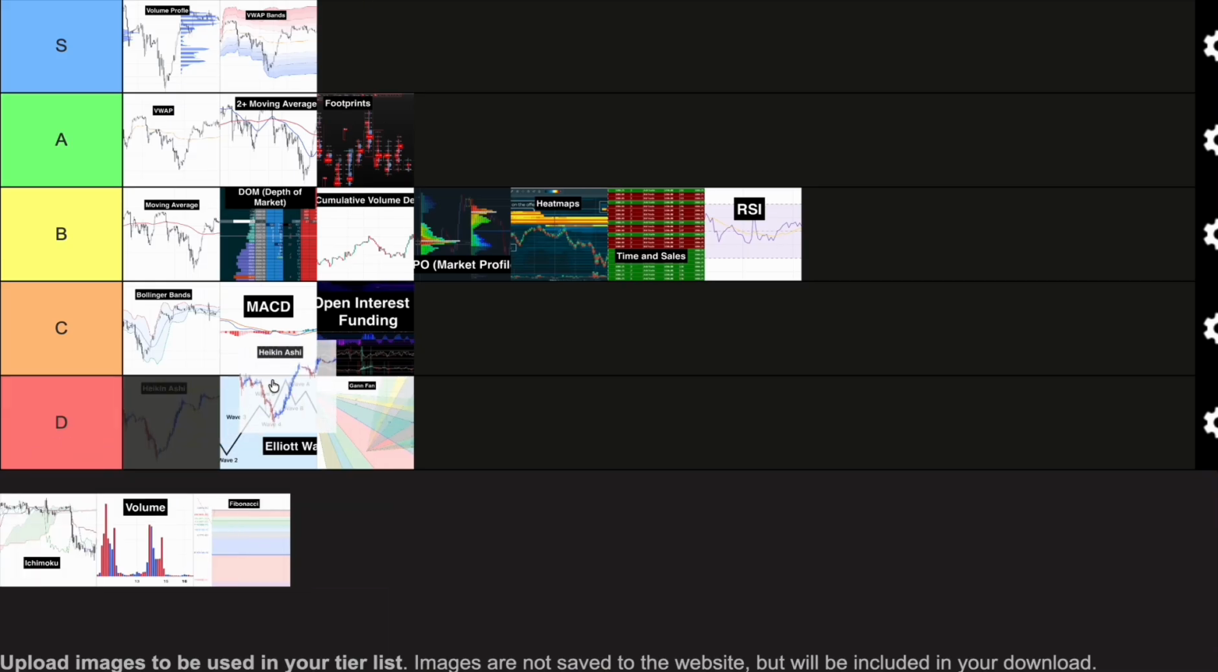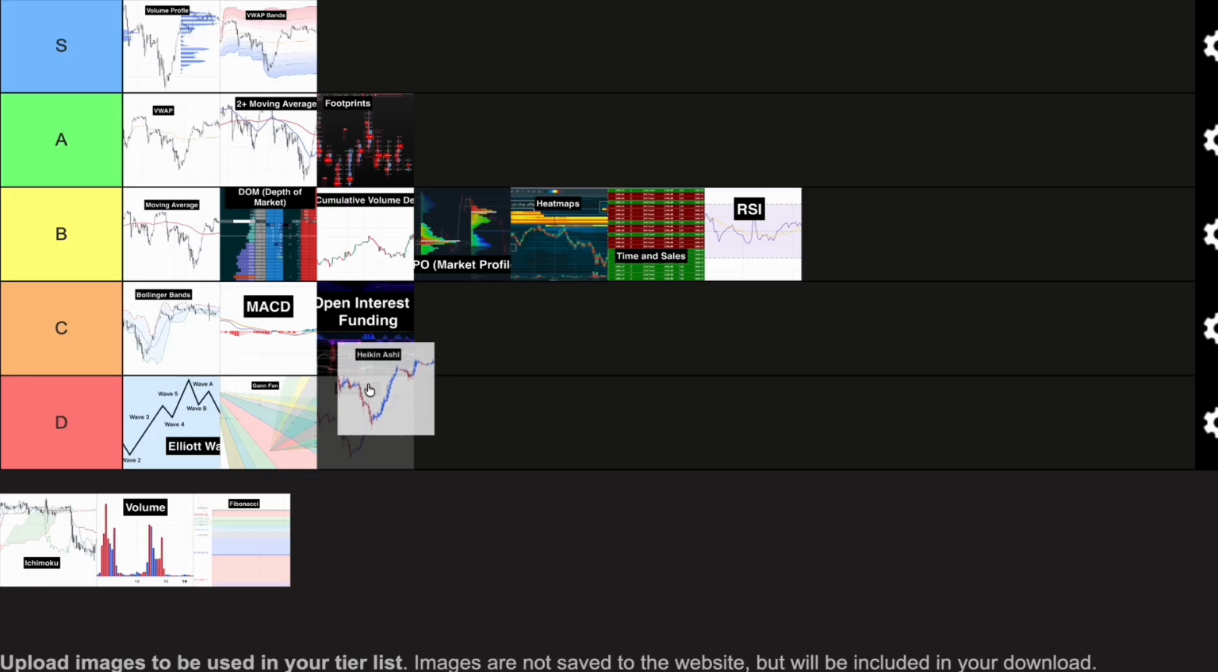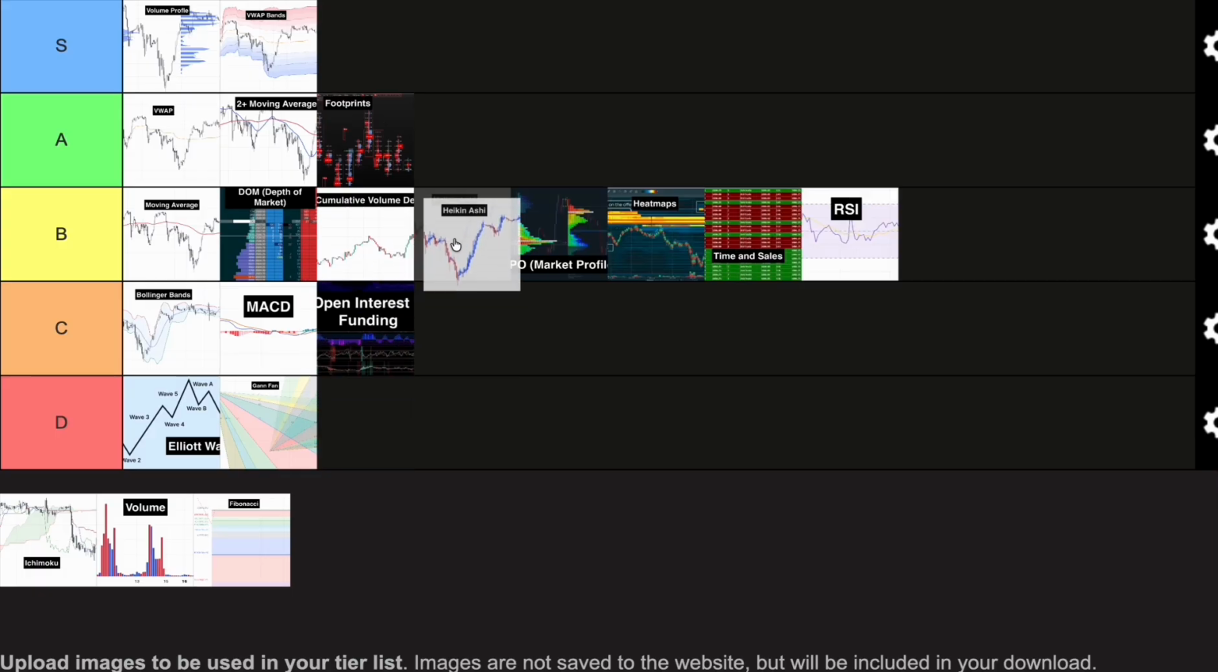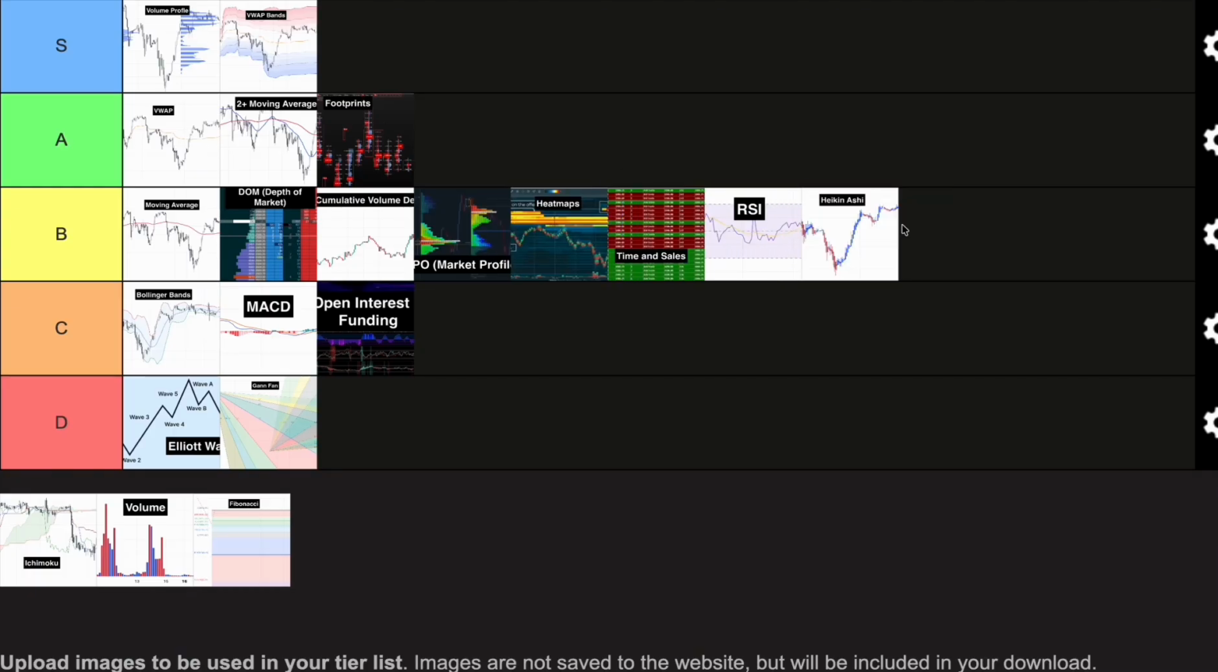Heikin Ashi. I know Heikin Ashi is not strictly speaking an indicator, it's more of a candlestick type, but I feel like a lot of people look at this as an indicator, so I wanted to include it as well. I tried Heikin Ashi, just like every single indicator here. I think it's alright. I think it's not terrible. It sort of evens out the price action noise, and you get a better understanding of the direction of the trend. But I don't think it's that good.